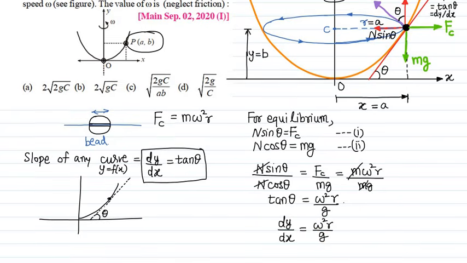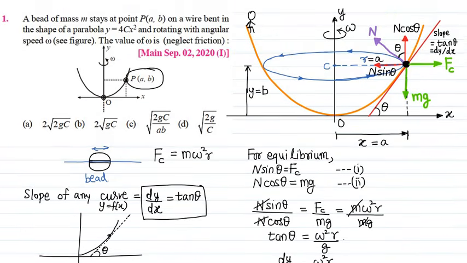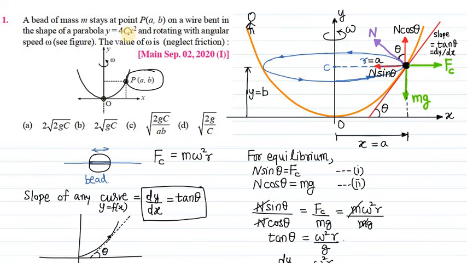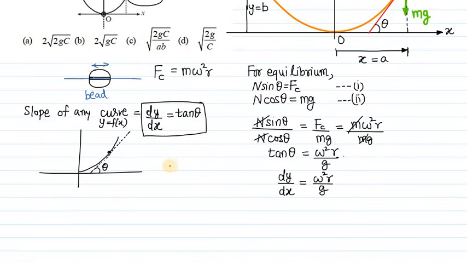Next, how to find out dy by dx? It is given in the question that y is equal to 4c x square. So let's write down the given equation: y is equal to 4c x square. Differentiate this with respect to x. dy by dx is equal to 4 is constant, c is constant. Differentiate x square, that is 2x. So we get dy by dx equal to 8cx is equal to omega square r.